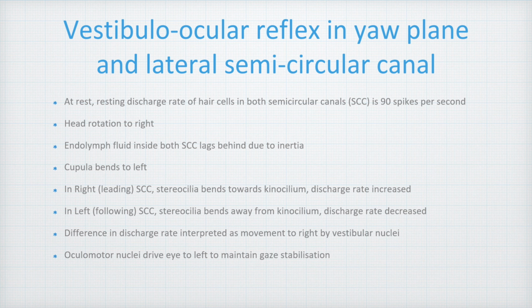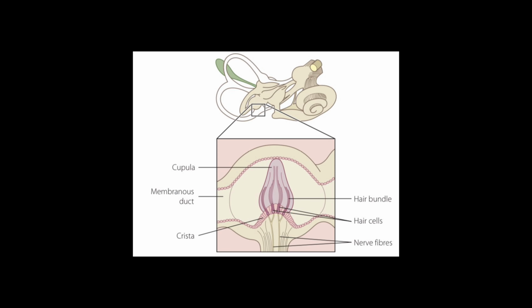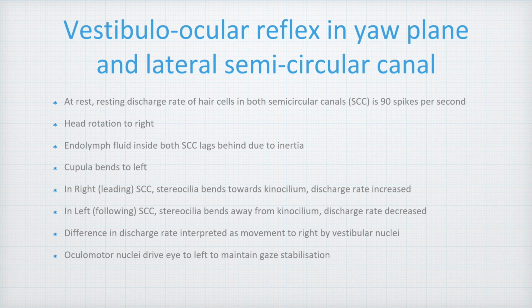The moment the head is turned to the right, the endolymph inside both semicircular canals, that is the right semicircular canal and the left semicircular canal, will not move as quickly as the head is moving to one side. So the endolymph will lag behind due to inertia. This will result in the cupula bending to the left. The cupula is a part of the semicircular canal, largely the terminal part where all the hair cells meet. So this cupula, because of the endolymph's inertia, is bending to the left.